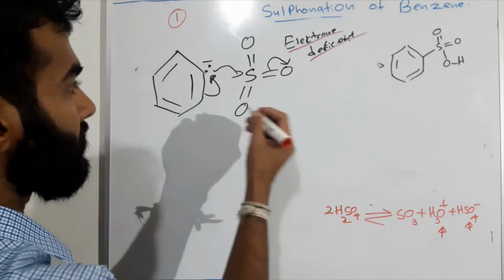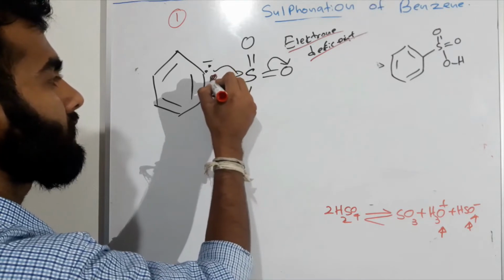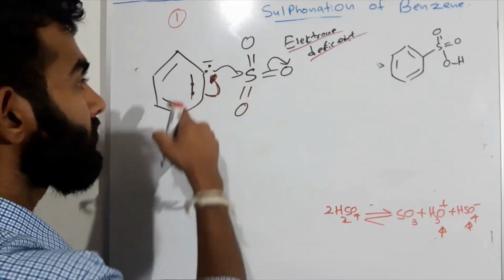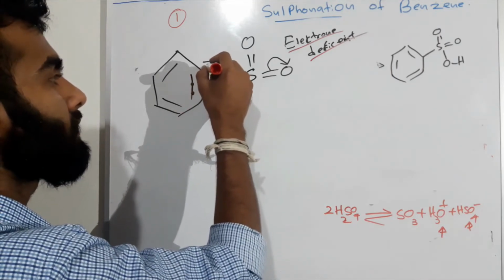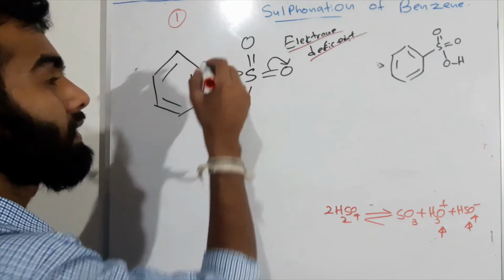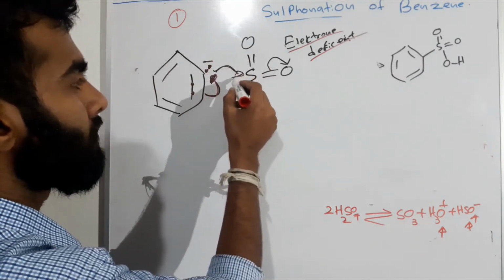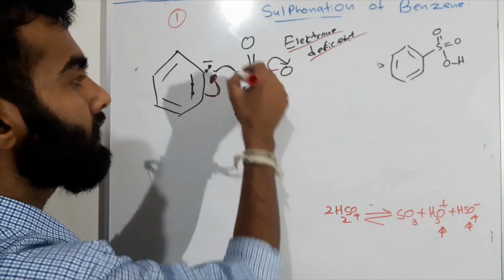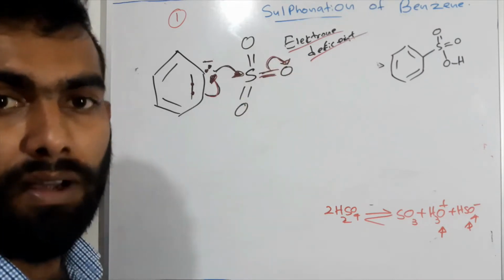So what happened? Here this pi bond broke towards this carbon. This carbon gets 2 bonding electrons from this pi bond, and because of getting a lone pair, it gets a negative charge. That lone pair will attack sulfur. When it attacks sulfur, sulfur contains 3 pi bonds, and 1 pi bond will break towards 1 oxygen, only 1.